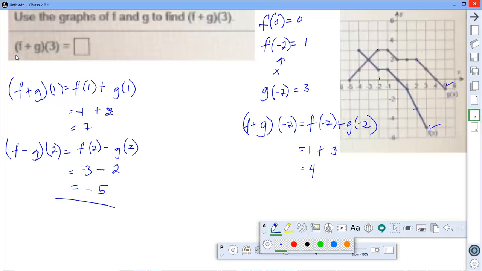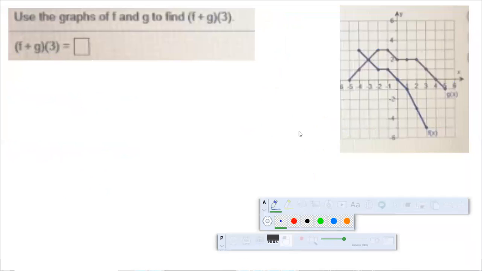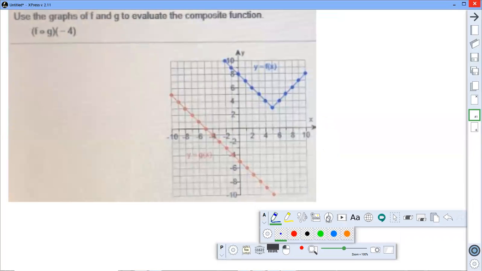So now this is basically how you do that. If you want to do f plus g of 3, then you just have to do it just like these examples. All right, let's try your next question. I think your next two questions are similar, the last two anyway.